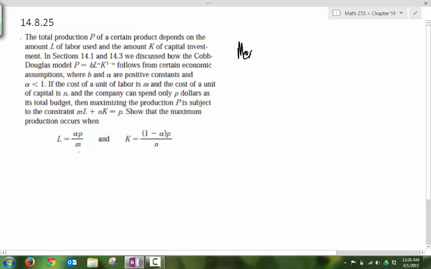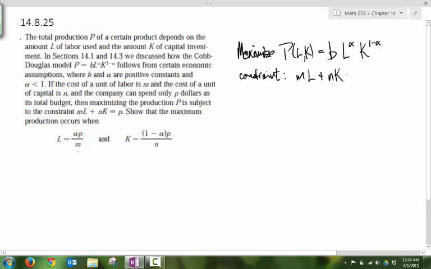We're going to maximize our P function, which is a function of L and K, and the P function is a positive constant B, L to the alpha, and then K to the 1 minus alpha. We're trying to maximize that with a given constraint. And our given constraint is m times L, added to n times K is equal to P.